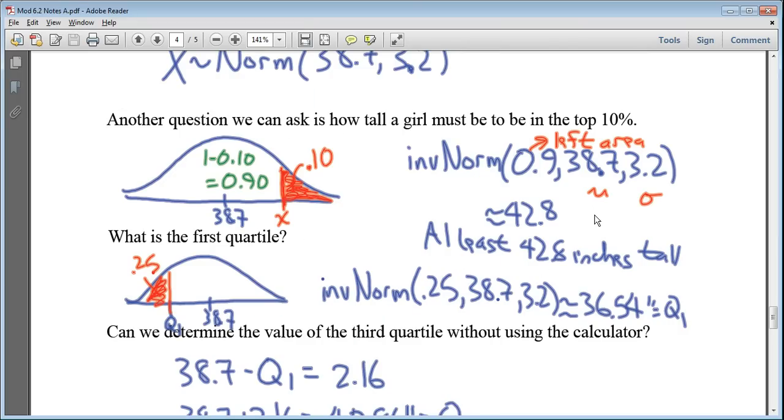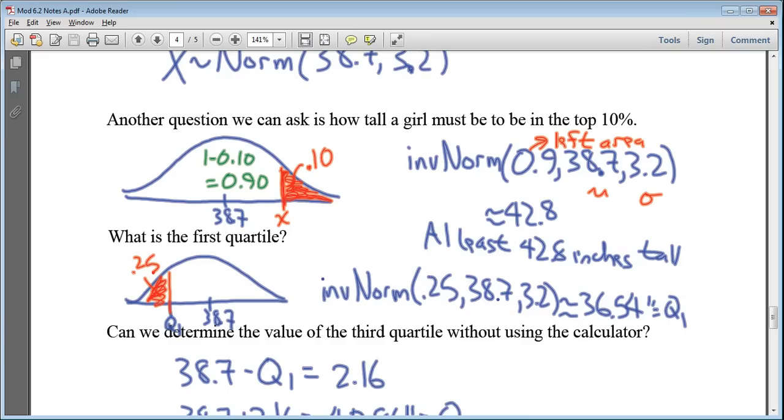Now, be careful. The answer to this question is not 42.8. The question is, how tall does a girl have to be in the top 10%? Well, 42.8 is just a number. I need to give it its units to give it context, so 42.8 inches. And she doesn't have to be exactly that tall. She has to be at least 42.8 inches tall. So the correct answer to this question is a girl must be at least 42.8 inches tall to be in the top 10% by height.